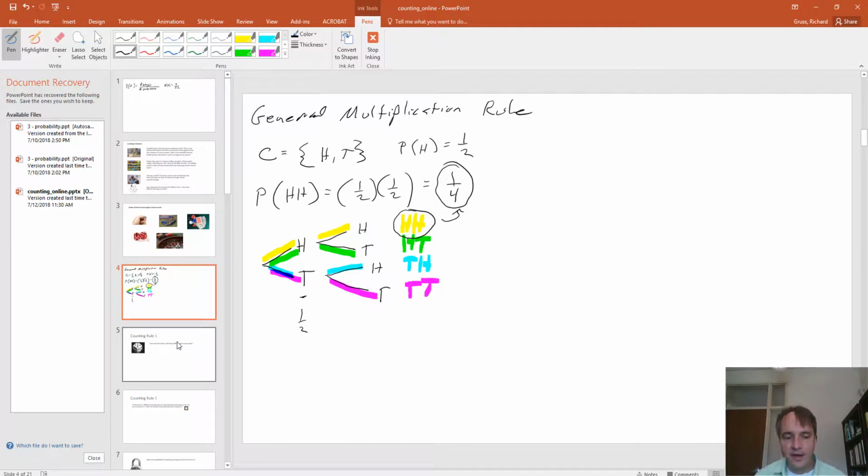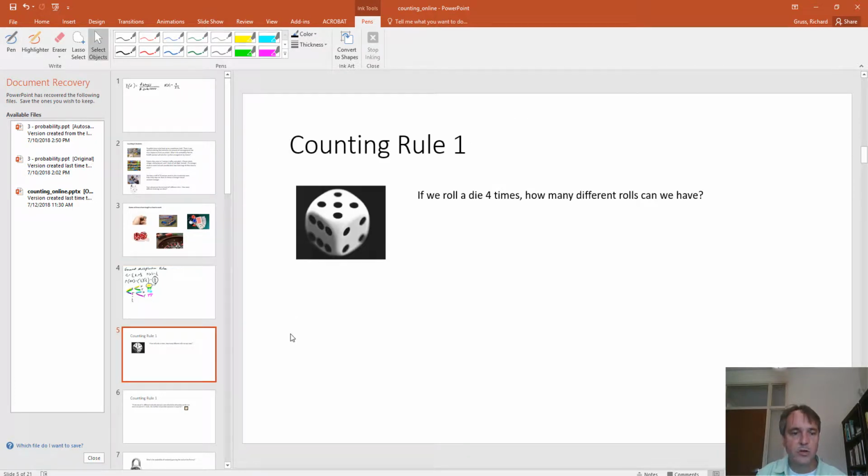Okay, so as I said, there are 5 counting rules, and we're going to just go through them one by one. Okay, so counting rule 1 has to do with a case like this one. If we were to roll a die 4 times, how many different rolls can we have? Okay, so we could just roll all 4 at the same time. So if we roll the die 4 times, how many different rolls can we have?